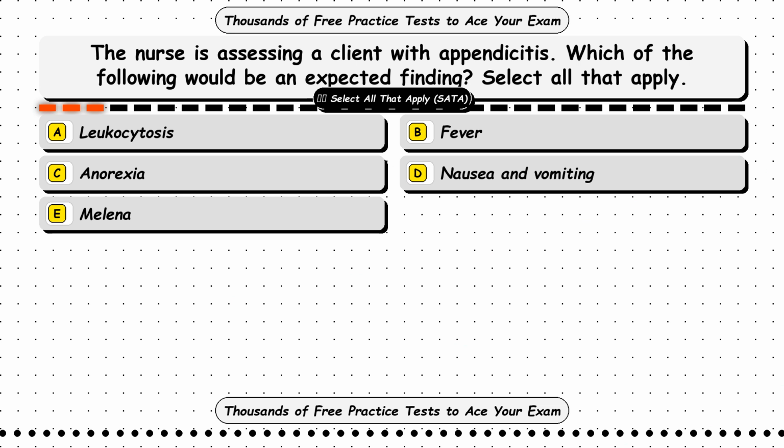The nurse is assessing a client with appendicitis. Which of the following would be an expected finding? Select all that apply. Option A, leukocytosis. Option B, fever. Option C, anorexia. Option D, nausea and vomiting. Option E, melena.